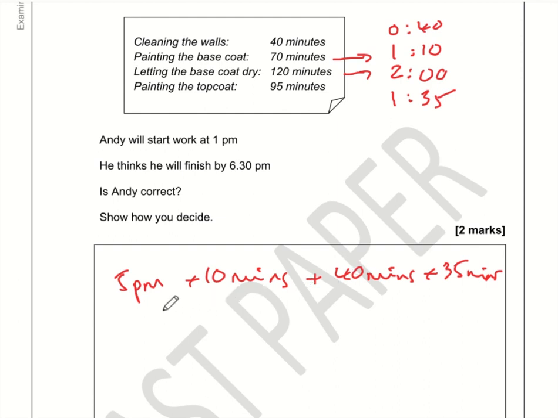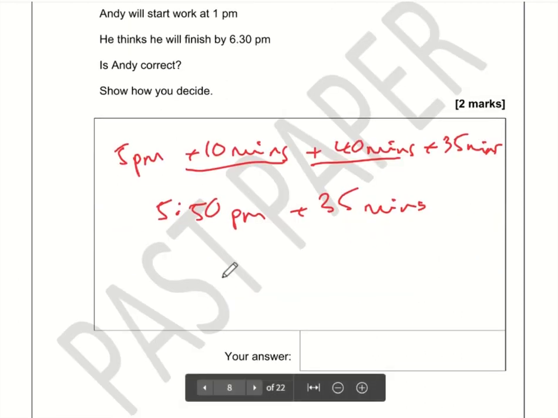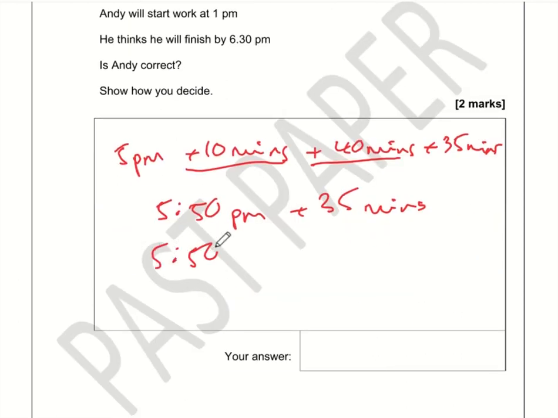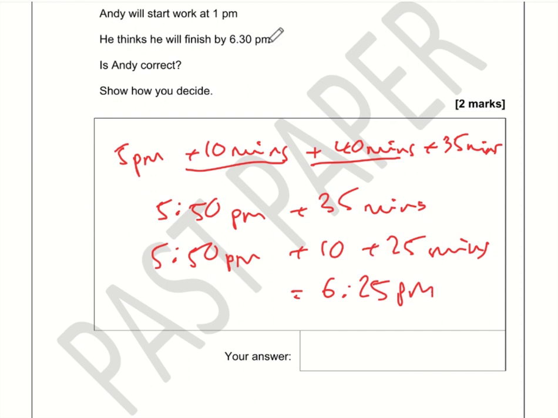Actually, let's just add 10 plus 40, which is 50. So I'm now at 5:50 p.m. and I need to add 35 minutes to that. Well, 5:50 is 10 minutes before 6 o'clock. So I'm going to break this down into a 10 and a 25. 5:50 plus 10 is 6. 6 plus 25 is 6:25 p.m. He thinks he'll finish by 6:30. Is he correct? Yes, he is. He's got 5 minutes to spare.